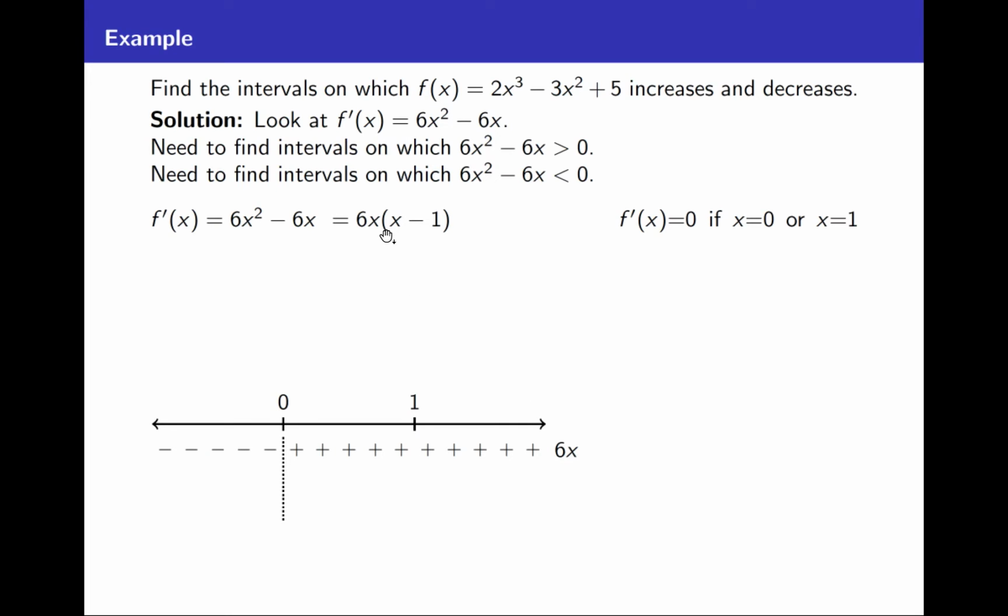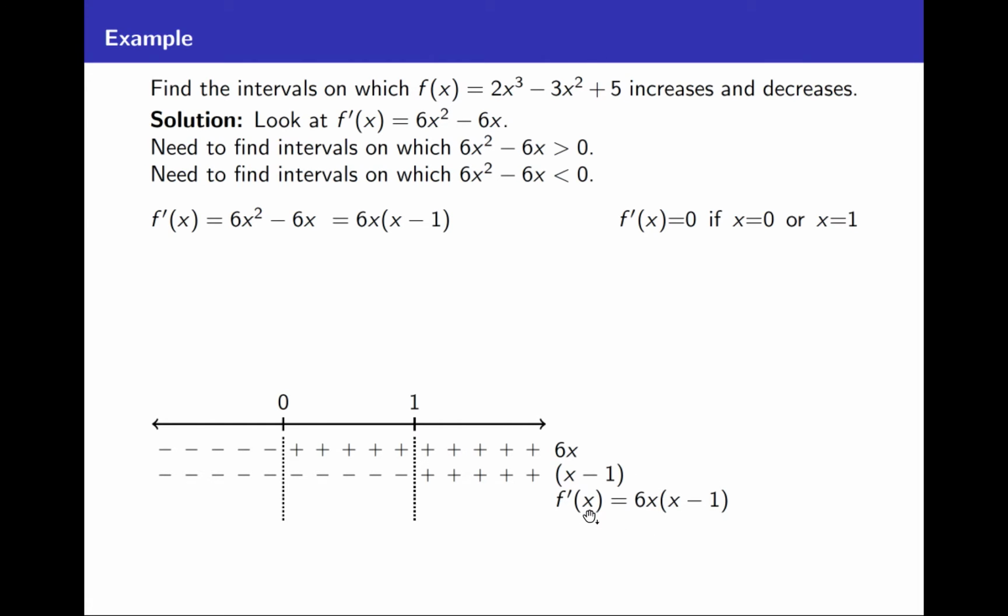The other factor in f prime is x minus 1, and let's look at that separately. X minus 1 is positive as long as x is greater than 1, but if x is less than 1, x minus 1 is negative. So we put signs on the number line to indicate the sign of x minus 1.